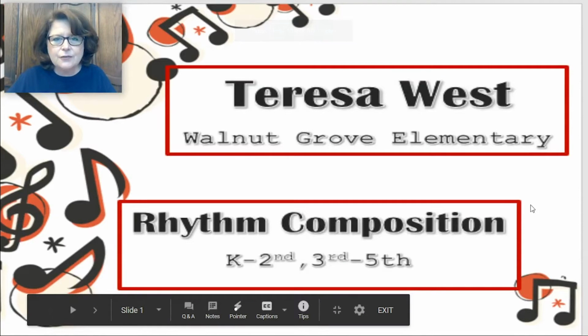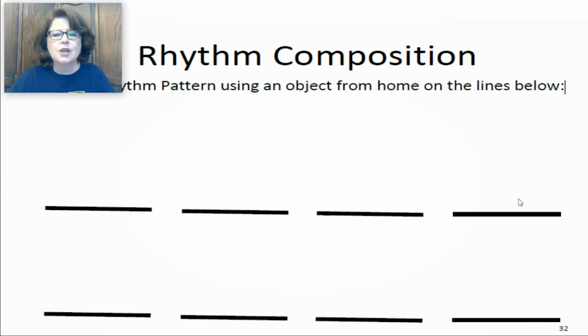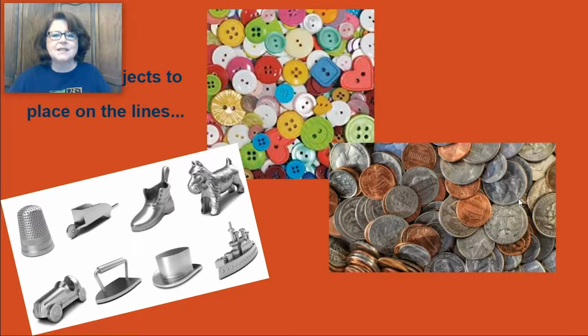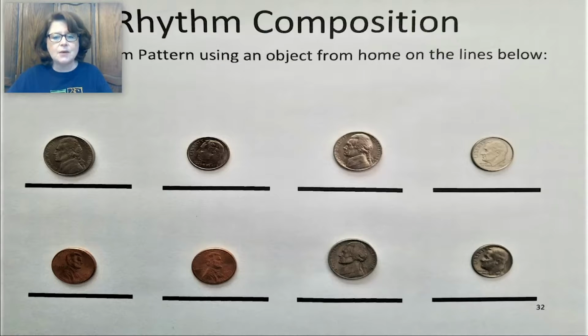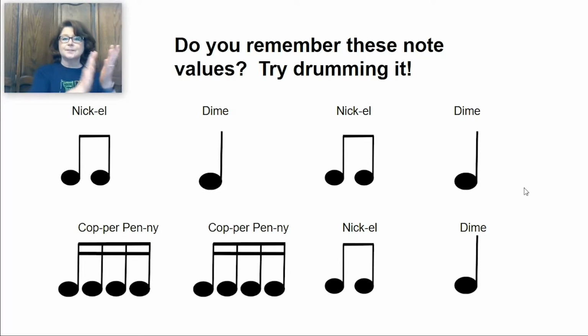Hi, here's an idea for rhythm composition, where you create rhythm with objects from home. Use lines to represent beats. Find some small objects, something like buttons or coins or game pieces or stickers. Place them on the lines and speak them in rhythm. Nickel, dime, nickel, dime. Copper penny, nickel, dime. Find a way to perform it. Or even drum it.